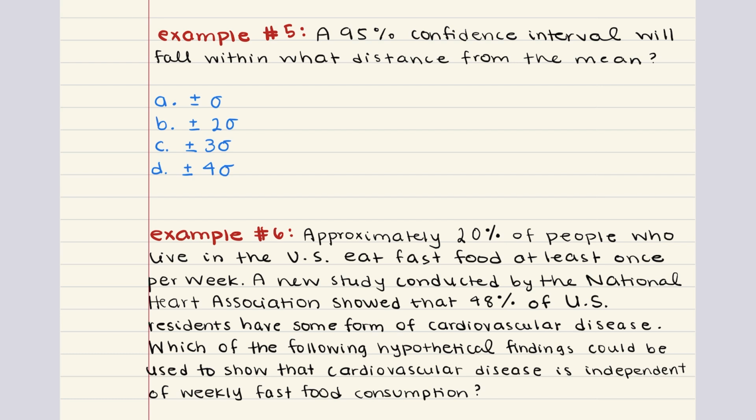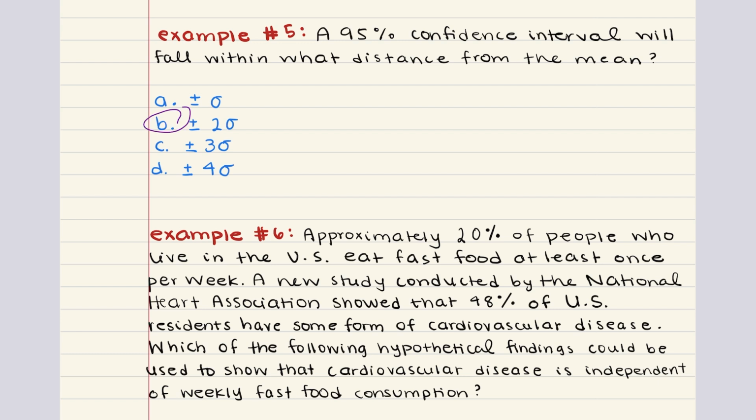Approximately 95% of values fall within 2 standard deviations of the mean for a normal distribution, and a confidence interval is constructed using the same values. So that means the correct answer for problem 5 is B.